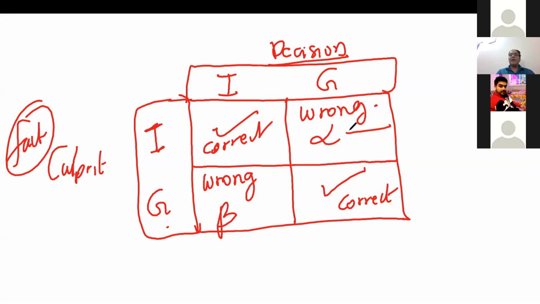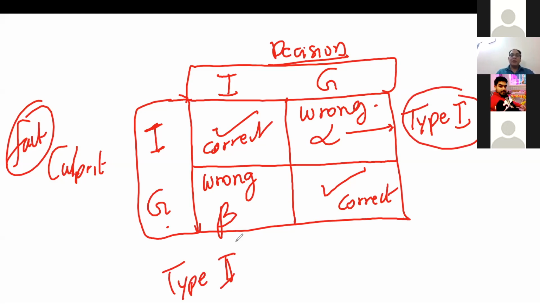So this alpha is known as type 1 error, and the beta is defined as a type 2 error. So this is called type 2 error. Now the problem is that we have to decide which error is the bigger error, which is the dangerous error. But actually, I personally believe that this error is more dangerous as compared to this decision.